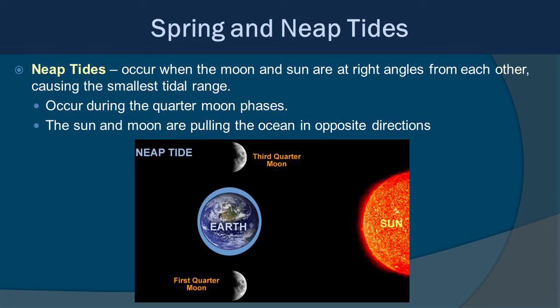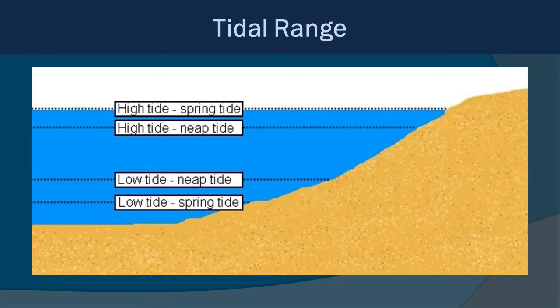Now, this is where the sun and the moon are pulling the ocean in opposite directions, or at least in different directions. And in that case, the high tides are not going to be quite as high, and the low tides are not going to be quite as low. So you're going to have a smaller tidal range. And again, it's because they're both pulling in different directions.